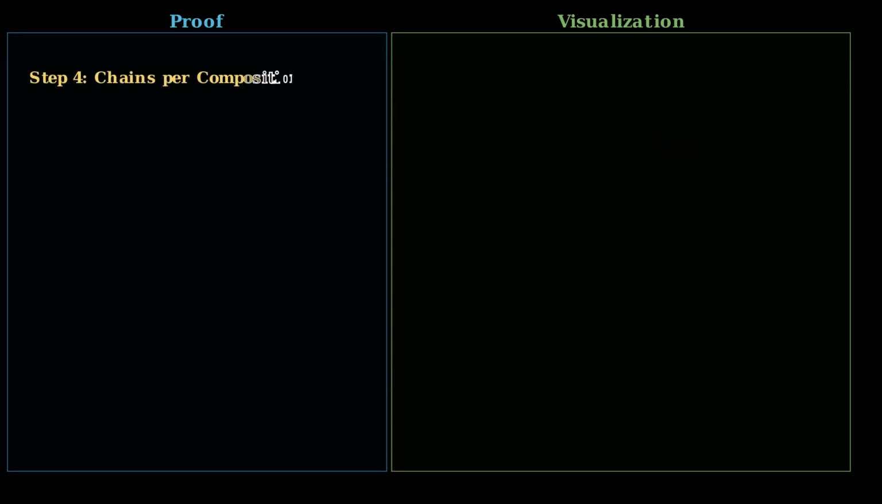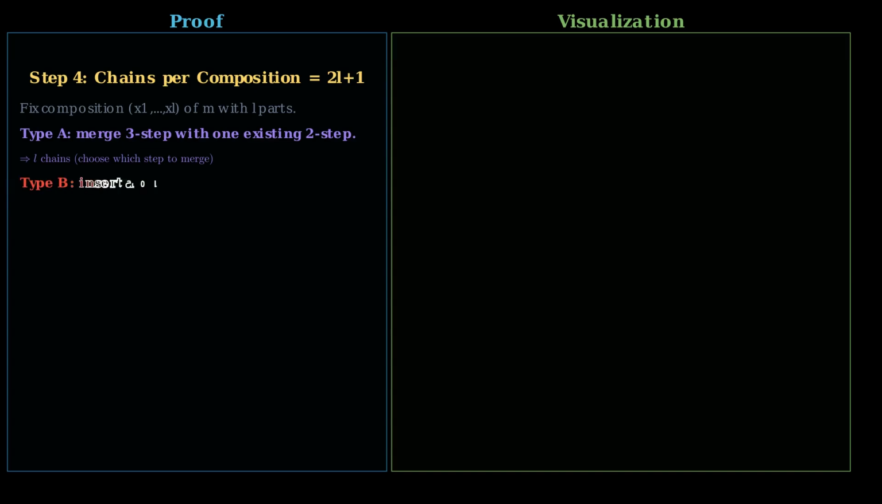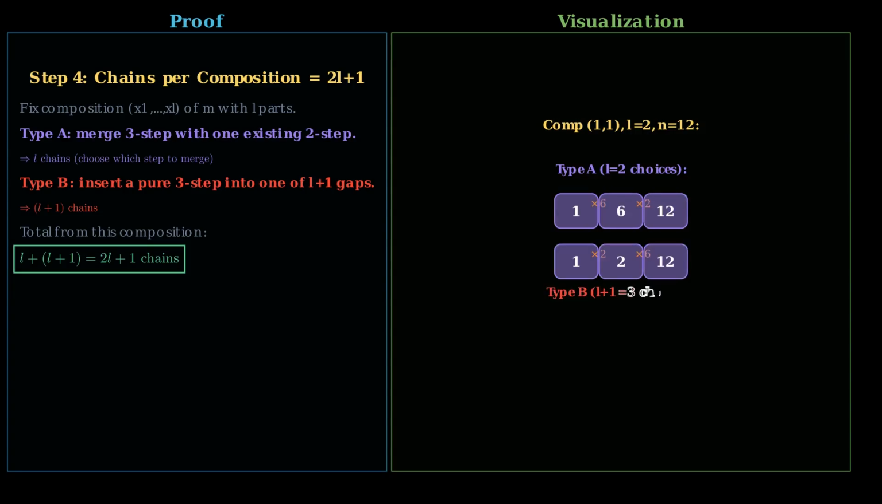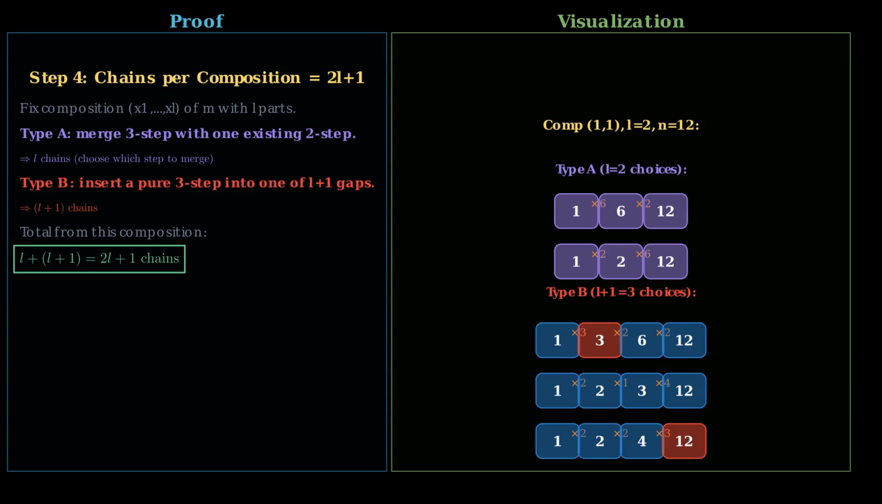Step 4. For each L-part composition of M, count the chains. Fix a composition x1, x2, ..., xL of M with L parts. This composition determines the b_i values at the pure 2-steps. The 3-step can be inserted in 2 ways.